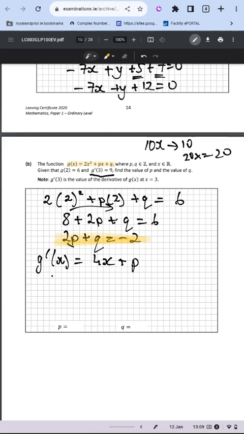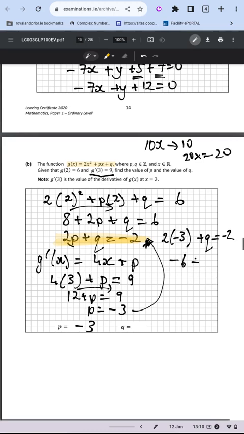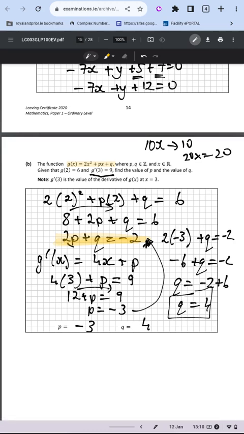So g dash 3 means sub 3 in for your x. 4 times 3 plus p, that's equal to 9. 12 plus p is equal to 9. P is equal to 9 minus 12, which is minus 3. So it's not going to be simultaneous. We've worked out our p. Throw it back in up here to work out our q. 2 times minus 3 plus q is equal to minus 2. Minus 6 plus q is equal to minus 2. Q is equal to minus 2 plus 6. Q is equal to 4. So there's your two answers, minus 3 and 4.